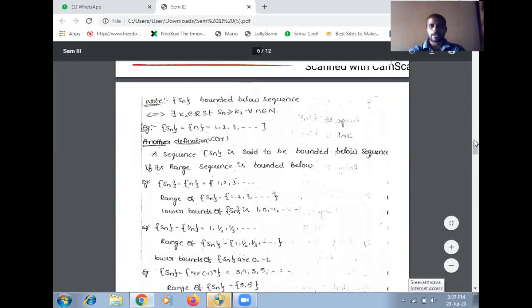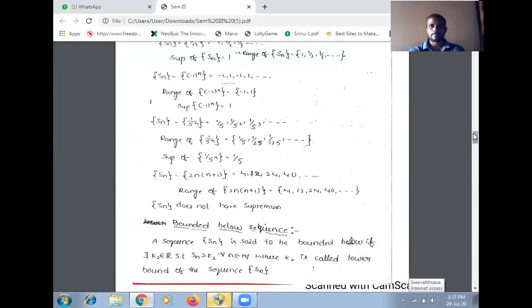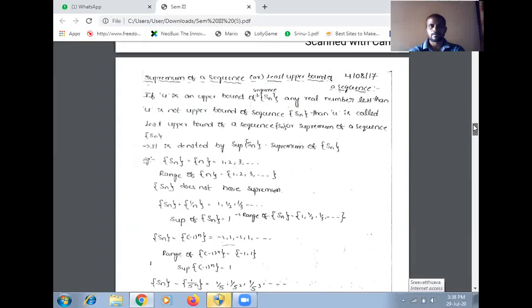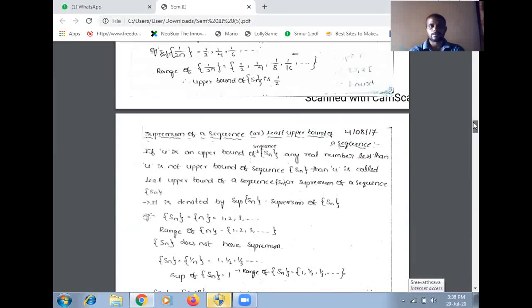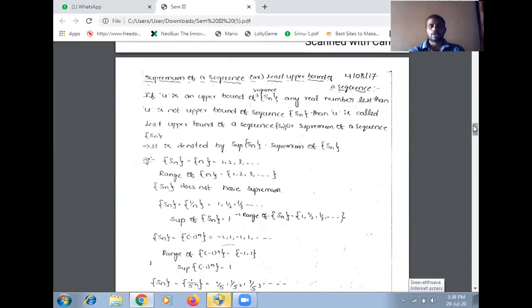So another example here. So another definition: supremum of a sequence, or least upper bound of a sequence.